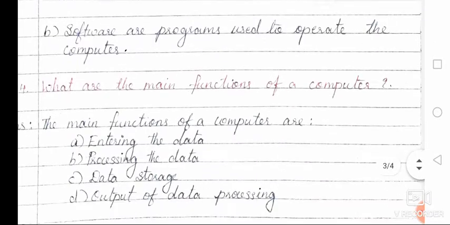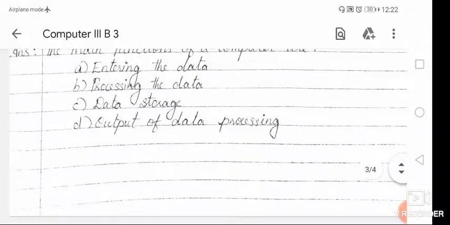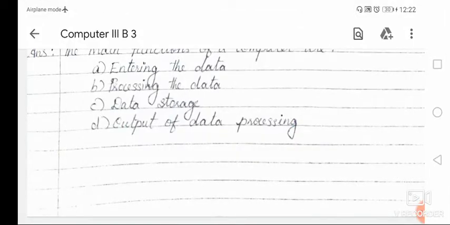Fourth question, what are the main functions of a computer? Answer is, the main functions of a computer are, first one entering the data, second one processing the data, third one data storage, fourth one output of data processing.